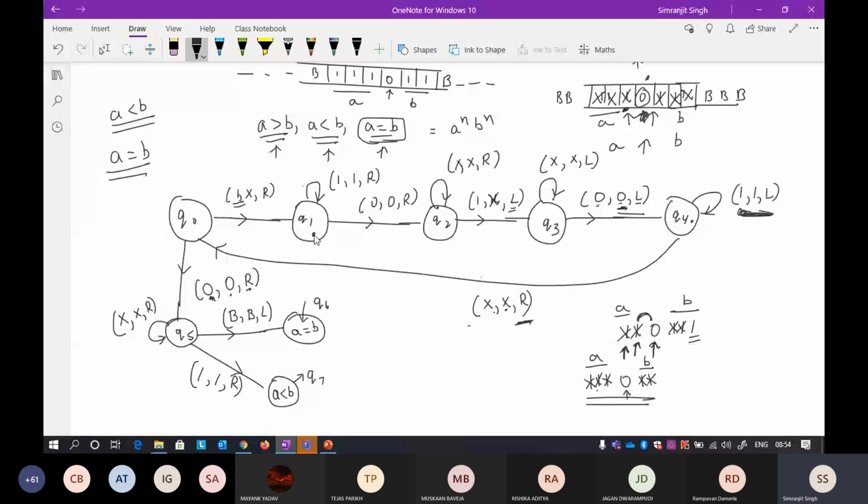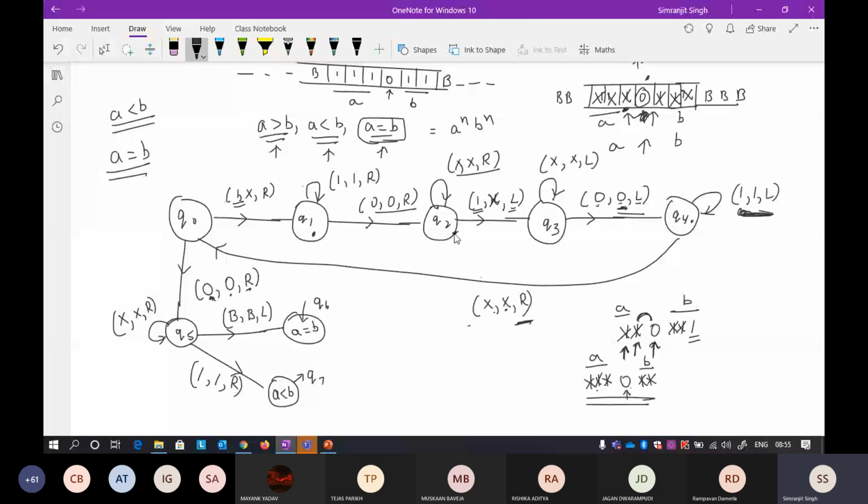Now you are standing at Q1 and you find a 0. Okay, so you find a 0 and you again start moving towards the right. In between there will be a number of X's, and eventually at state Q2 you will not be able to find a 1 here. Okay, so when you are not able to find a 1 here, it means that your B is over. It means that your A is greater than B.